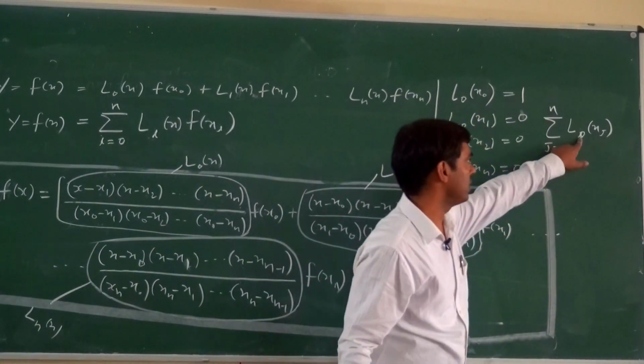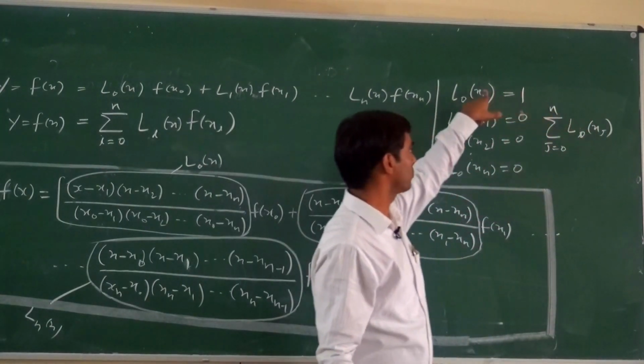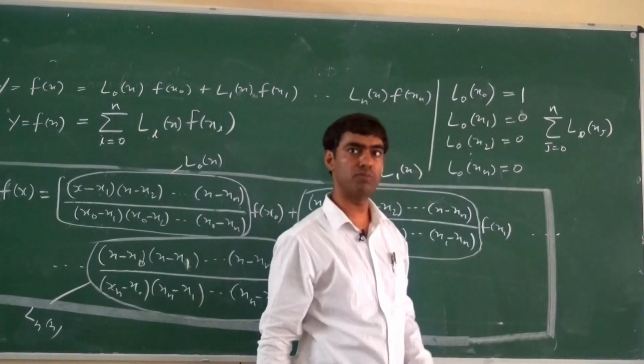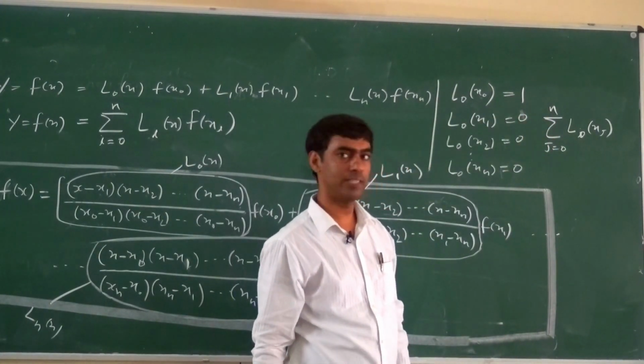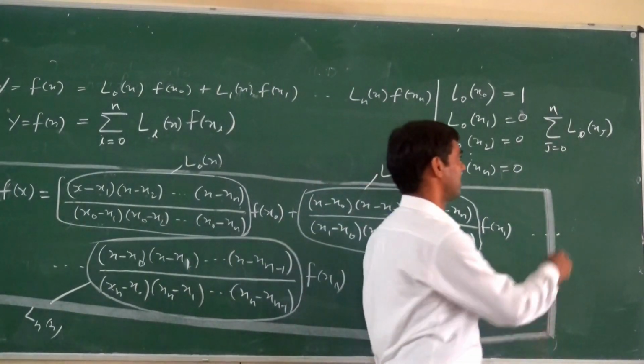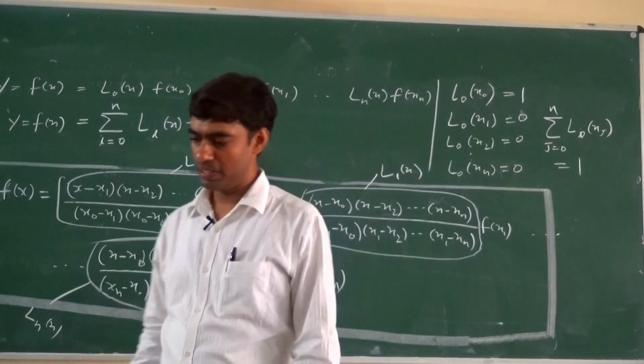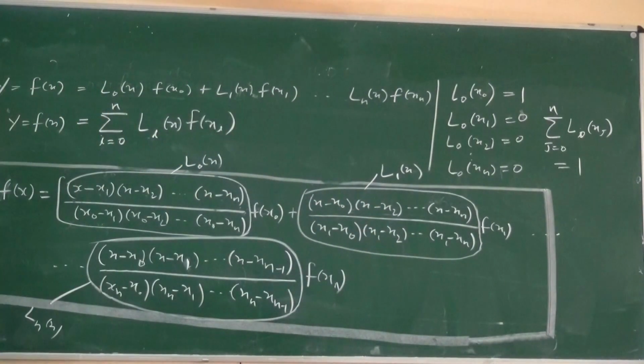So what we conclude here, if the value is for x0, then this one is 1, and for all other values from 1 to n, this one becomes 0. So the value becomes 1. This is one property of the Lagrange multiplier.